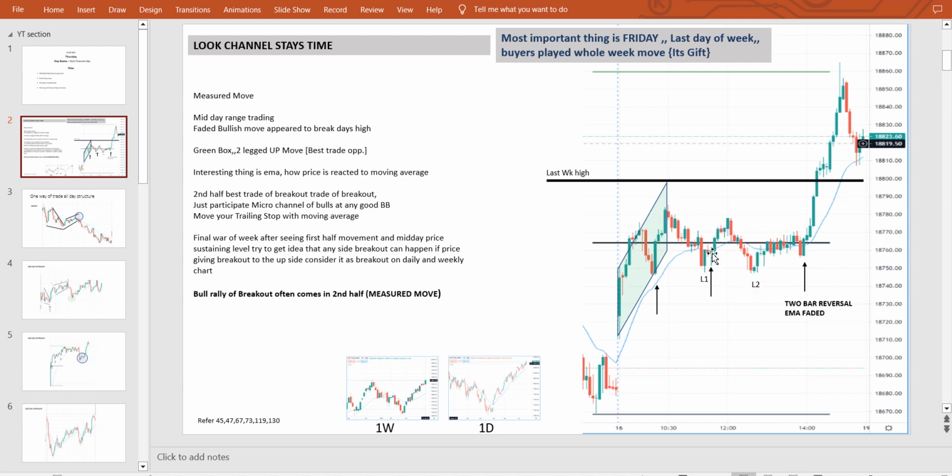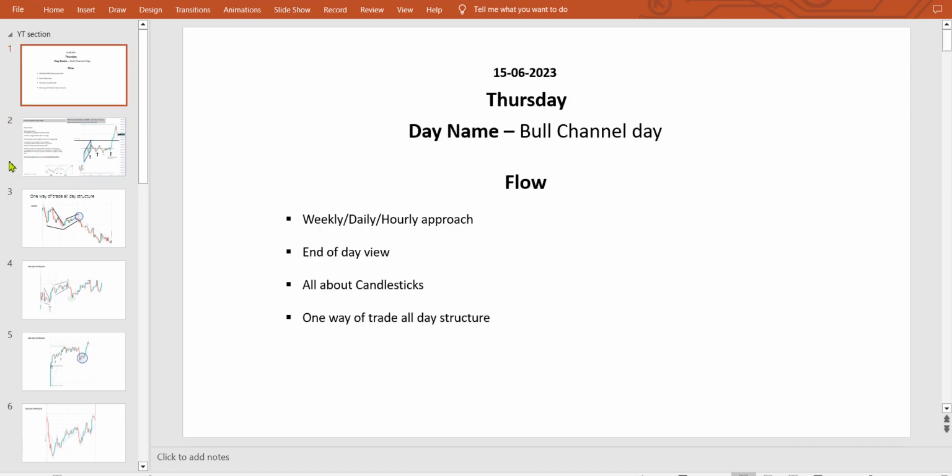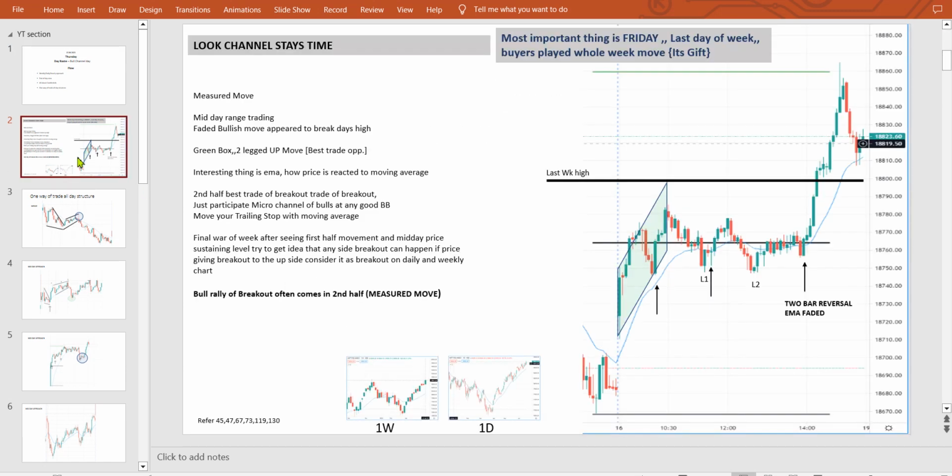So these are also selling opportunities in the second half. There is the breakout trade which is often played by buyers. This is also a good swing opportunity by putting the SL here or here. Just move the trailing SL with the EMA. This is also a great opportunity. So this day structure is also easily identified.